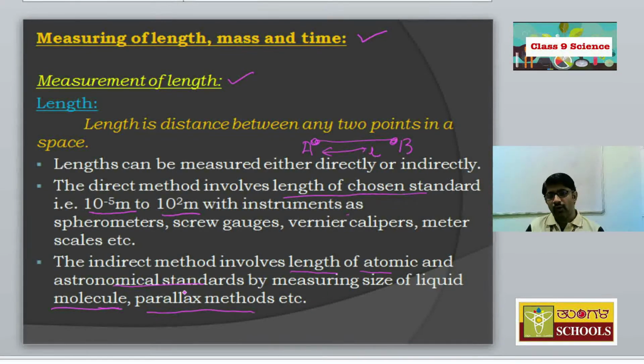Similarly, you can move to the astronomical standards. They are of very high scales, and you cannot take the length directly for astronomical standards. So parallax methods and many others, for example gravitational methods, are preferred for the indirect method. For measuring a length which is less than 10 to the power minus 5 meter, we are using the indirect approach by measuring the size of liquid molecules as such.